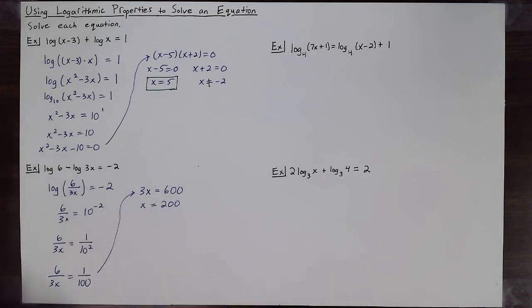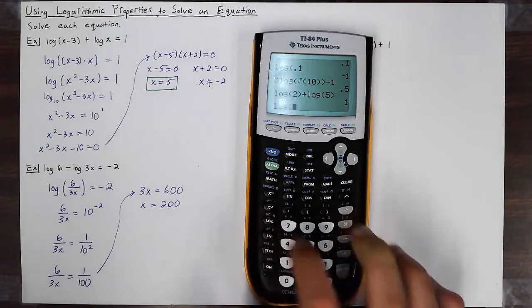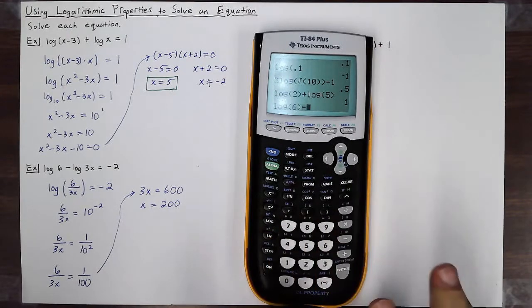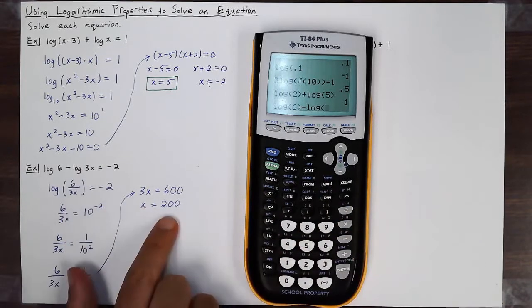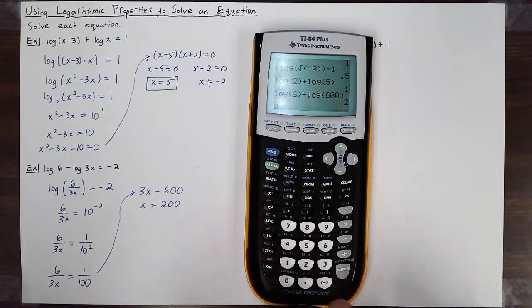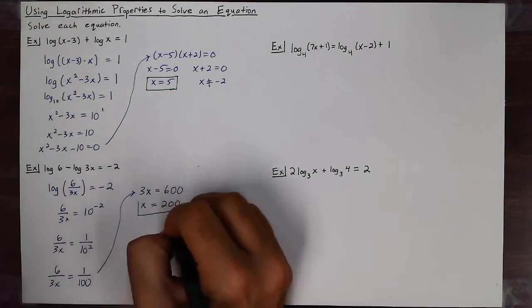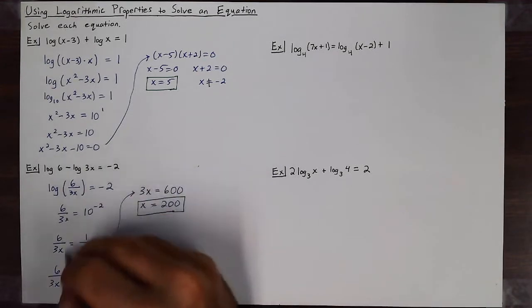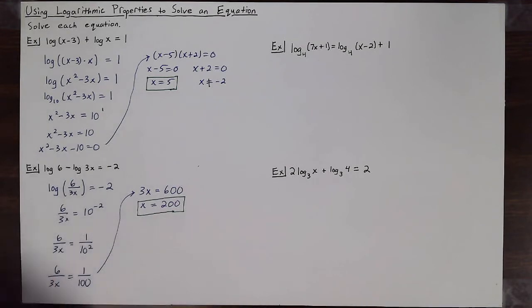Now we can check to make sure this is correct. So we'll have log of 6 minus log of 3 times 200, which is 600. That should equal negative 2, and it certainly does. So x equals 200 does work. And another way to see it: as long as we did the math correctly leading up to it, this should work as long as it creates a positive number within those logarithms.